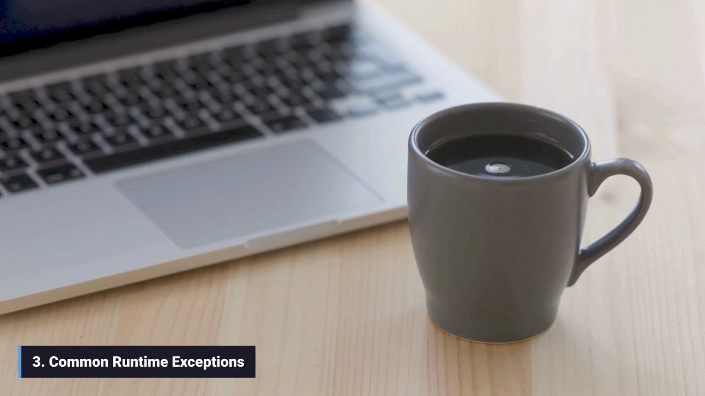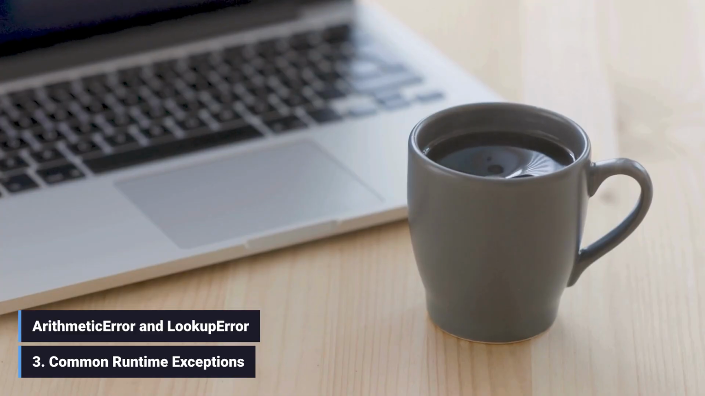3. Common runtime exceptions. Many common errors you encounter inherit directly or indirectly from Exception. Let's look at a few common examples and how they relate. For example, ZeroDivisionError inherits from ArithmeticError. Similarly, trying to access a non-existent dictionary key raises a KeyError, which inherits from LookupError. Catching the base class, like LookupError, means you can handle both KeyError and IndexError with one block.